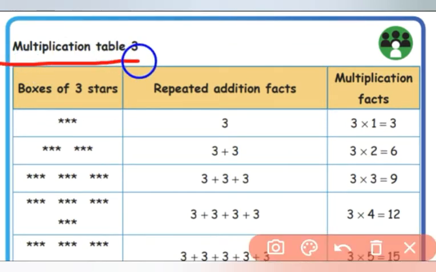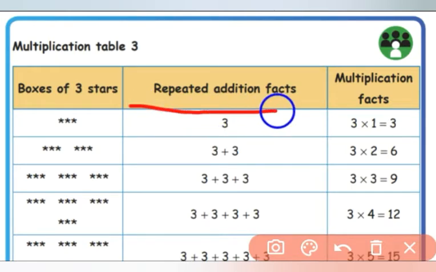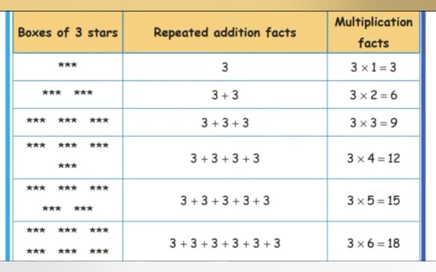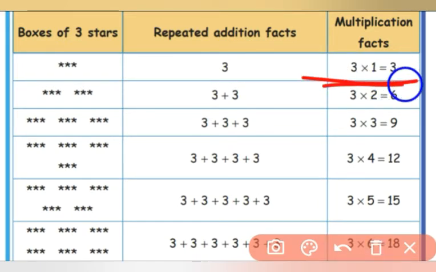Next, multiplication table 3. Boxes of 3 stars. Repeated addition facts, multiplication facts. We saw multiplication table 2. This is the same as that. See, there are 3 stars in one box. So 3 into 1 is equal to 3. This is the multiplication fact. 3 into 1 is equal to 3.